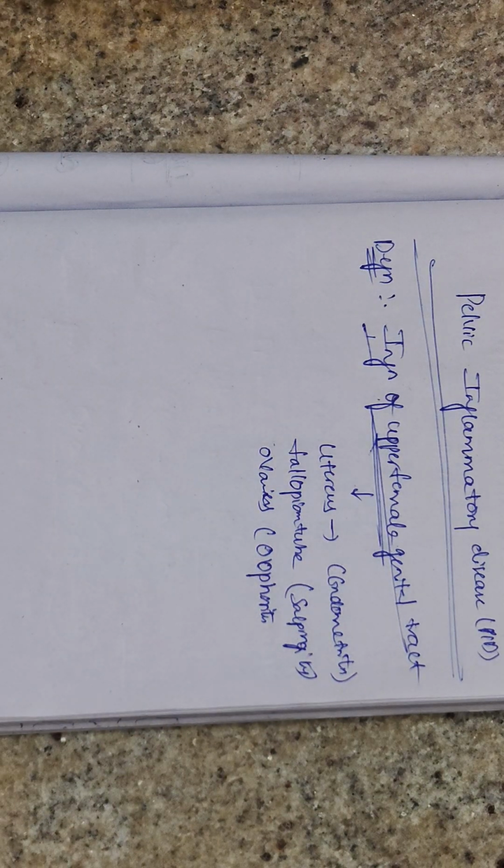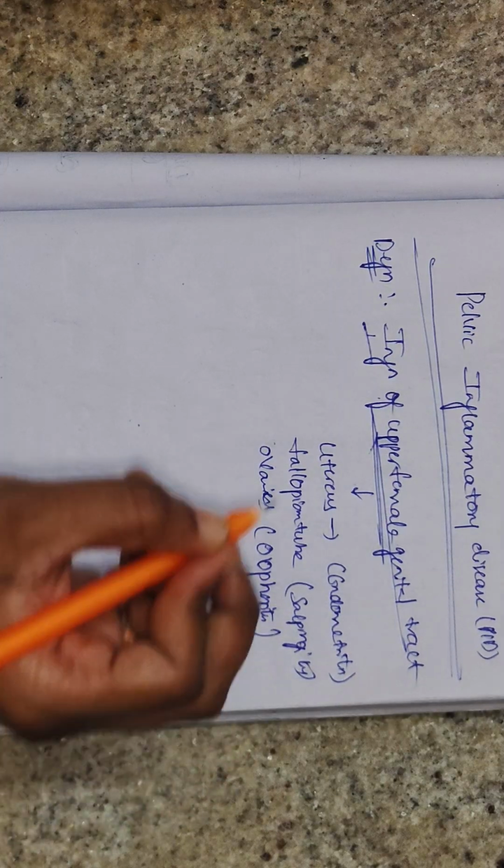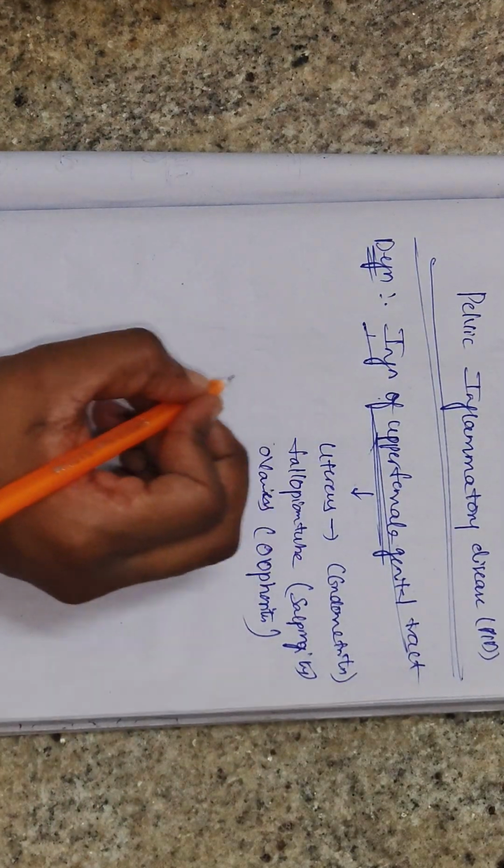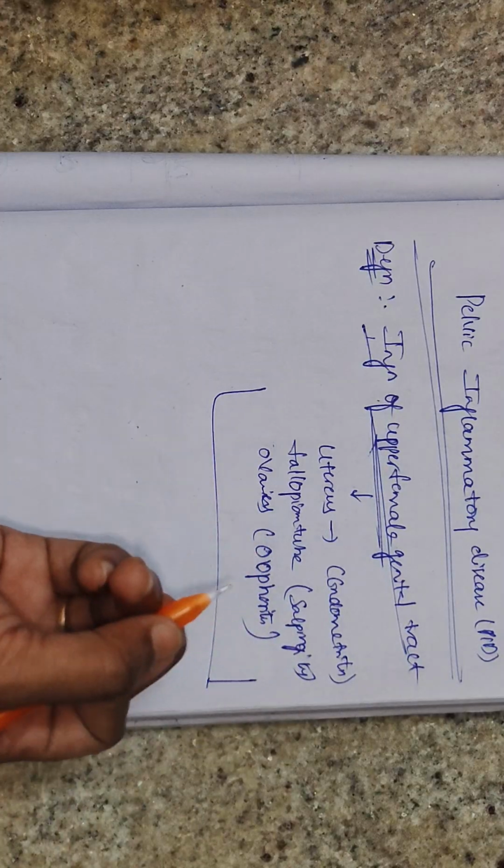Okay, first, what is the definition? Infection of the upper female genital tract. Upper female genital tract means uterus, it is endometritis. Fallopian tube is salpingitis. Ovaries means oophoritis. So this is the definition.